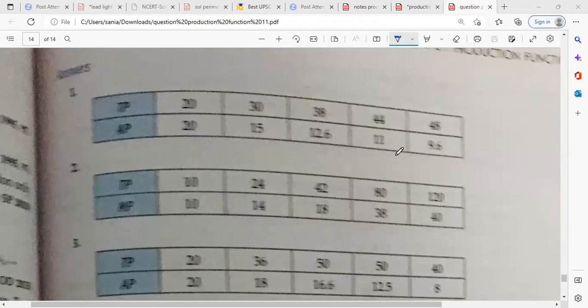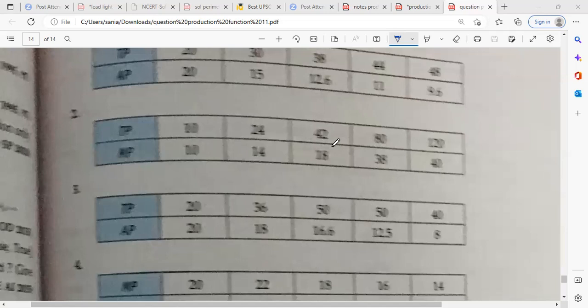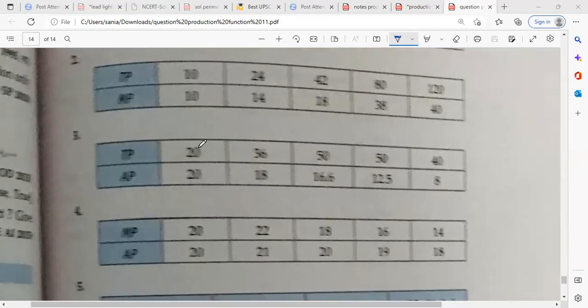Correct. Okay. Second one, it's quite blurry. Even I am feeling like I'll get blind after seeing this. Okay. Others? First one: 10, 24, 42, 80, 120. Good. And MP: 10, 14, 18, 38, and 40. Okay, good. And this third one? 20, 36.